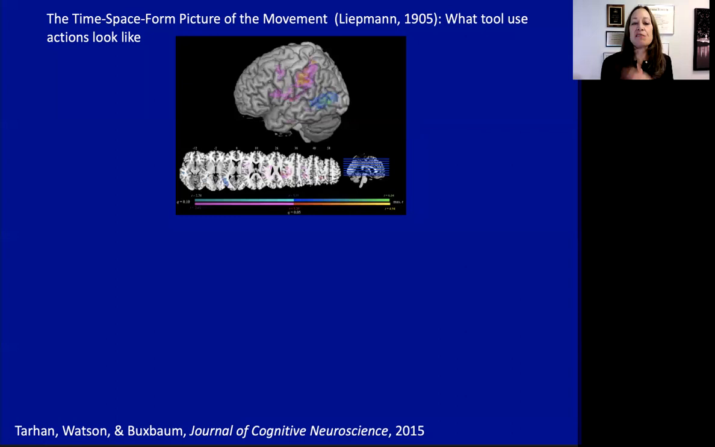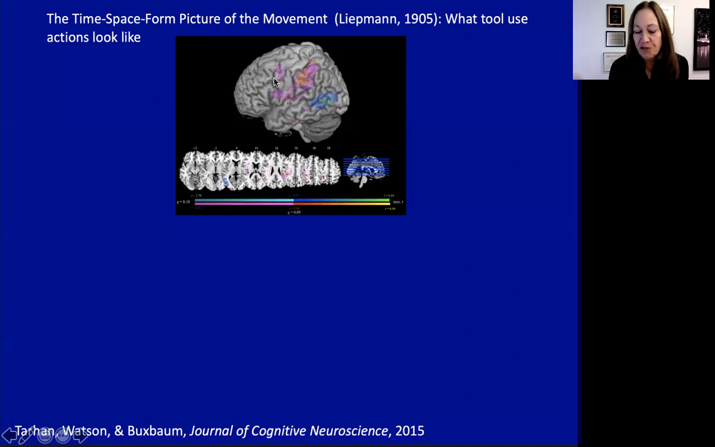And what we found is that gesture recognition, being able to match verbs to gesture videos, relies on this posterior temporal occipital region in the left hemisphere. Whereas production of gestures, whether meaningful or meaningless gestures, so imitating meaningless actions or producing tool-related gestures, relies much more heavily on the inferior parietal lobe, here the supramarginal gyrus, and the inferior frontal gyrus and the middle frontal gyrus.